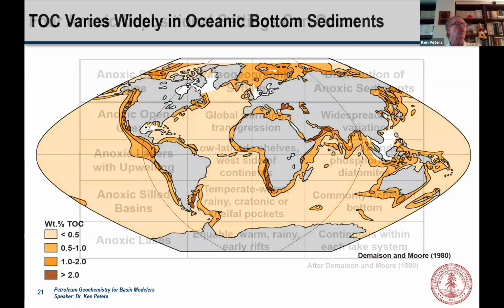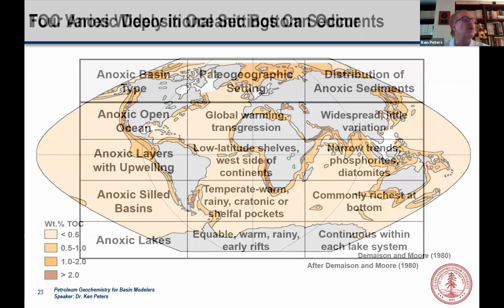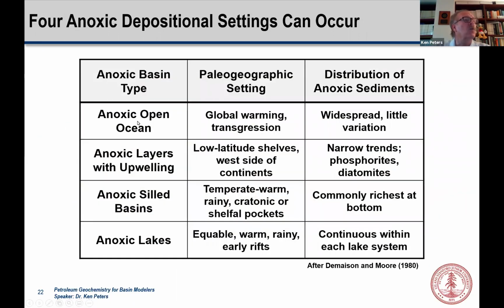Okay, we're going to talk about 4 depositional anoxic settings. When you select your source rock, you want to see if they fit into one of these settings. Anoxic open ocean is pretty rare today, but it's characterized by global warming, usually a marine transgression, and the distribution of the anoxic sediments is widespread, usually with little variation in the organofacies.